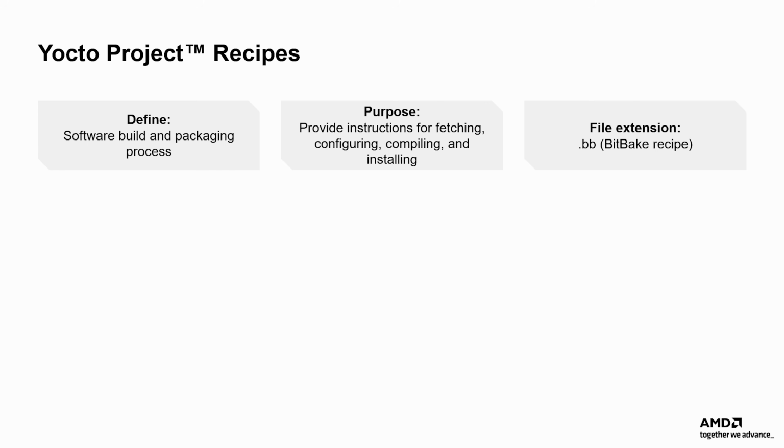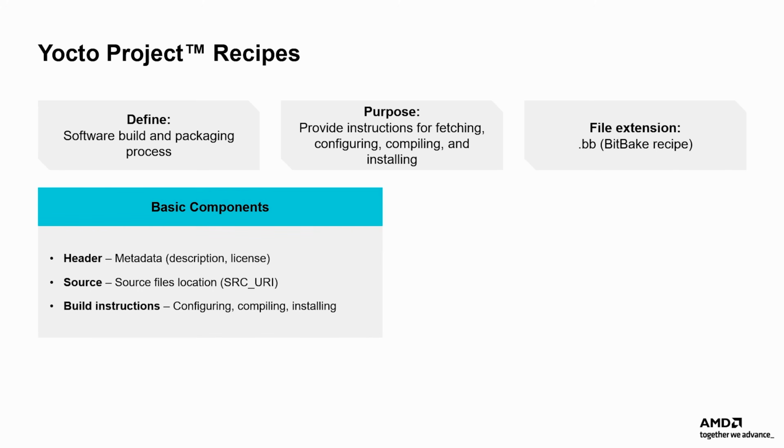Each recipe is identified by the .bb file extension, which stands for BitBake recipe. This extension signifies that the file contains the necessary steps and metadata for building the software within the Yocto project framework. First, we have the header, which contains metadata about the recipe, such as the description and license. Next is the source section, which provides information on where to fetch the source code. The build instructions outline the steps to configure, compile, and install the software.